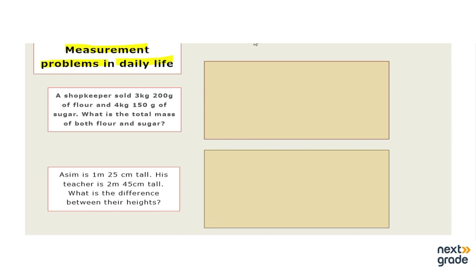So the shopkeeper sold 3 kgs and 200 grams of flour and 4 kgs and 150 grams of sugar. What is the total mass of both flour and the sugar? Total mass means you have to add these two, right? So we'll write over here 3 kg 200 gram, 4 kg and 150 gram.